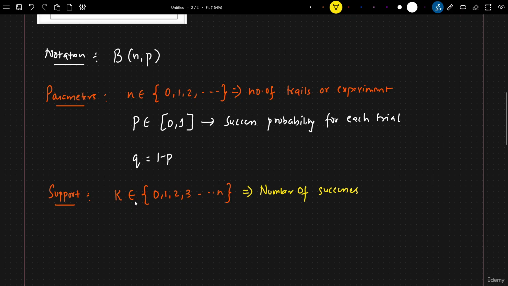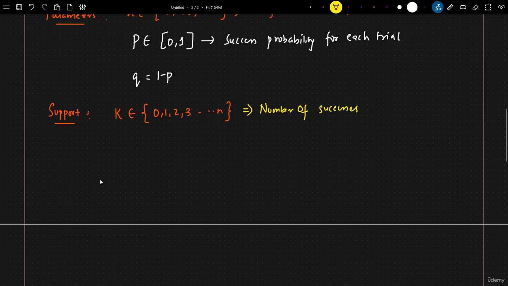So number of successes basically means when I'm tossing a coin, I'm probably getting tail or head, which may be a success for me, right? So for every trial, how many successes can I achieve? For n trials, I can achieve at most n successes, right?